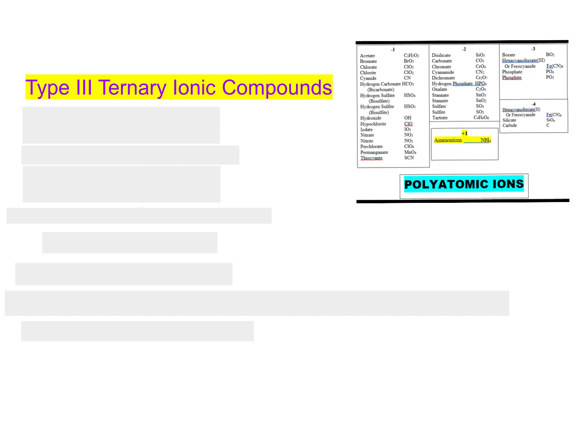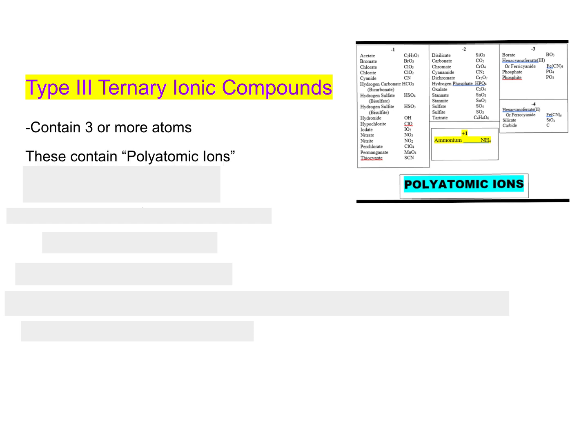Hi everyone. Today I'm going to talk about type 3 ternary ionic compounds. You saw the beginning of this last week and we're just going to continue with it today. Ternary ionic compounds contain 3 or more atoms, whereas the binary ionic compounds that we saw the past couple of weeks only contain 2. All of these ionic compounds will contain something called polyatomic ions.